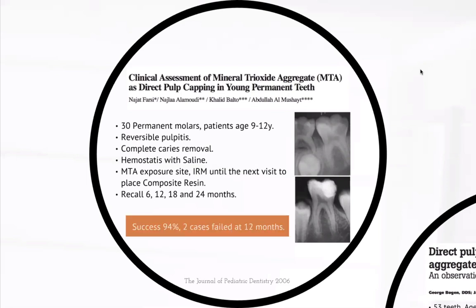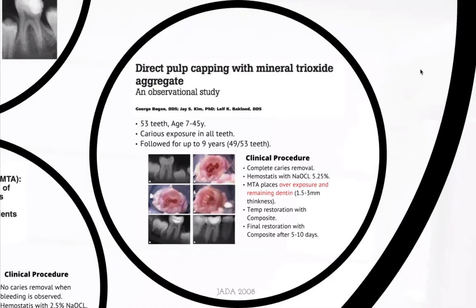And the success rate was around 94%. These are caries exposure. This is a paper or a case series that I really like that was done by Vaughan. And what I like about it is that the age group is up to 40 years old, 45 years old. And he followed his cases for 9 years.